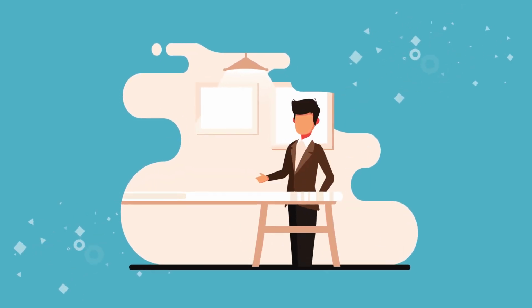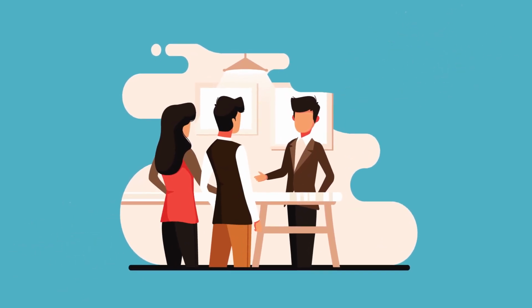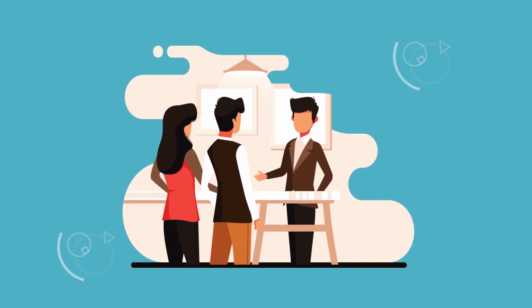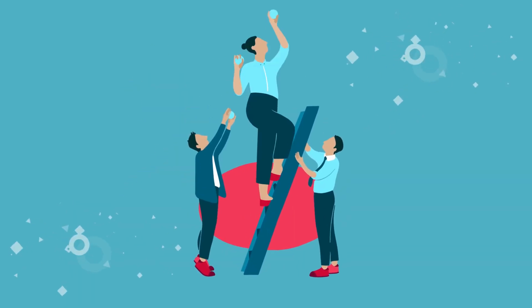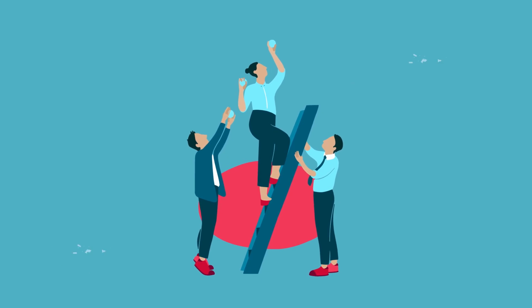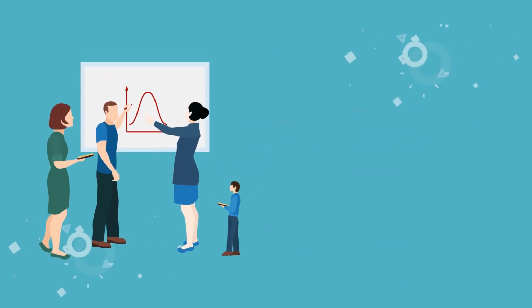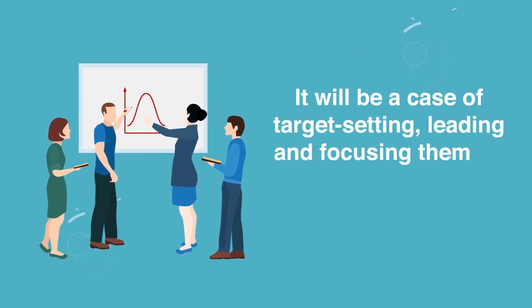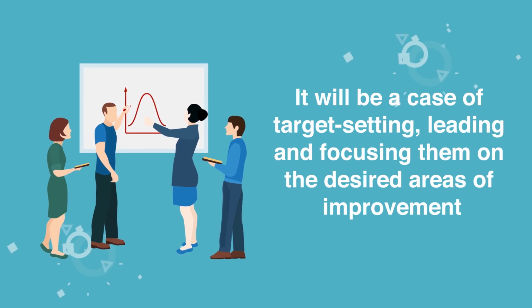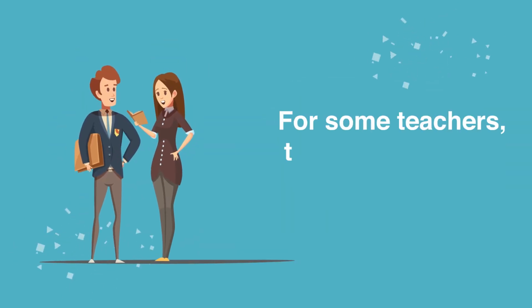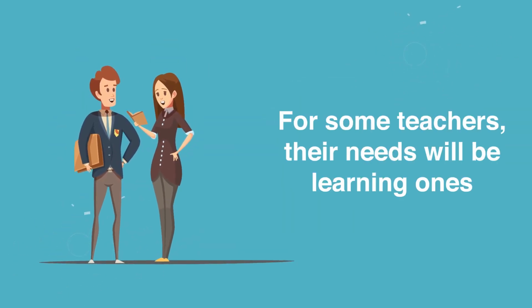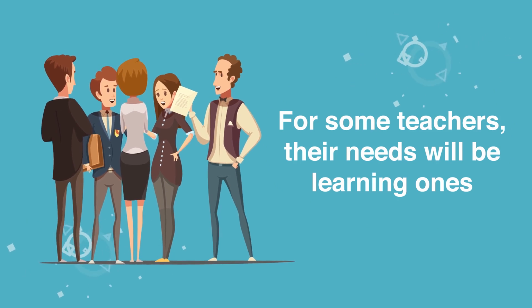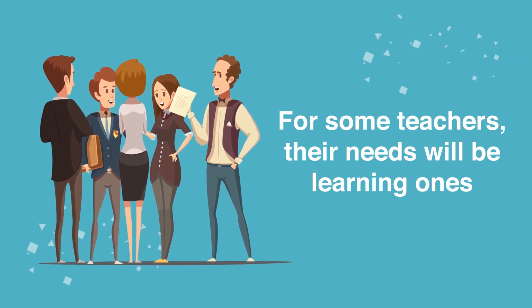You are nearly ready to take your findings to the leadership team to get clarity and commitment around your goals. Throughout this exercise, you should be getting a sense of how much capacity there is in the system to effect improvement. For those who already have the means to improve, it will be a case of target setting, leading and focusing them on the desired areas of improvement. For some teachers, their needs will be learning ones, of upskilling, gaining confidence, and having support towards the school's goals.